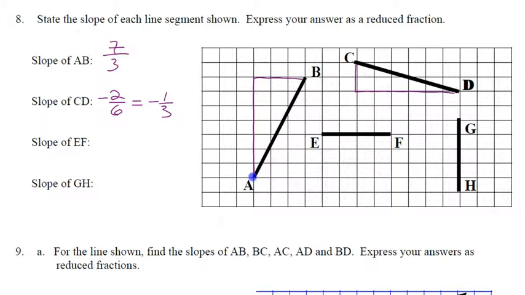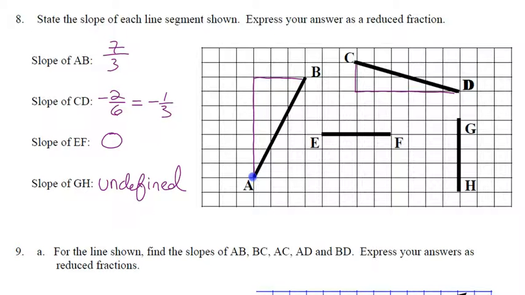Okay, so we'll call it the raw slope, right? Just counting. So, maybe you count and you don't get the reduced slope right off the bat. You're just counting between 2 points. Negative 2, right 6, and that's negative 1/3. What's the slope of EF? 0. And what's the slope of GH? If you say 0, you'll get 0. Undefined. Vertical lines are undefined.